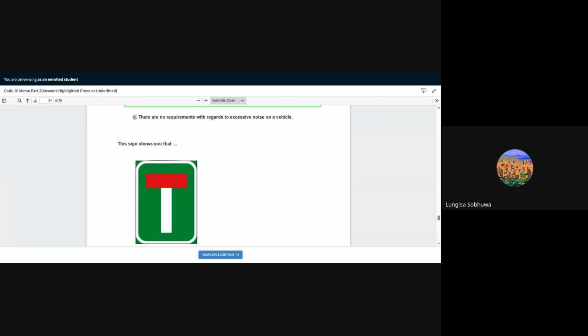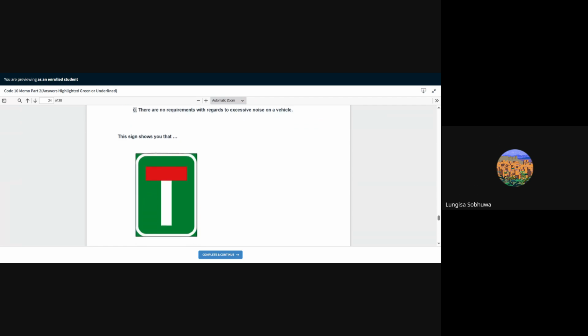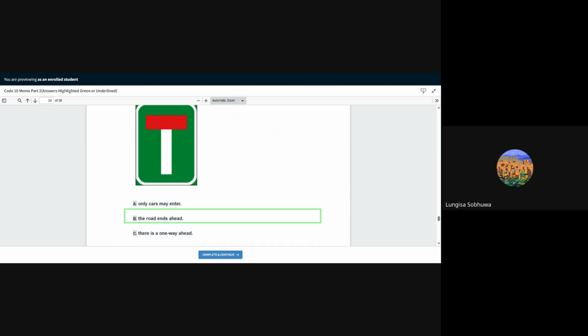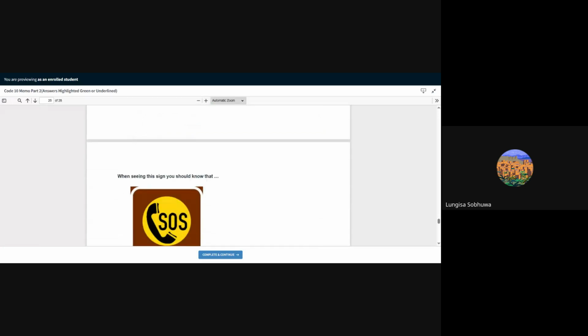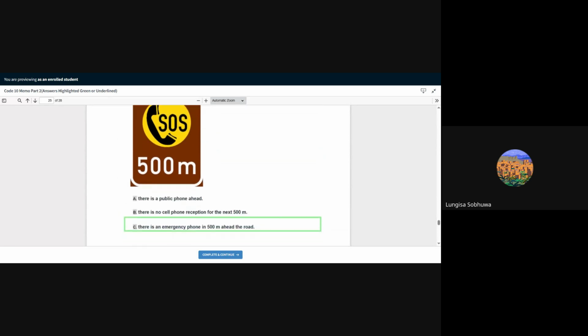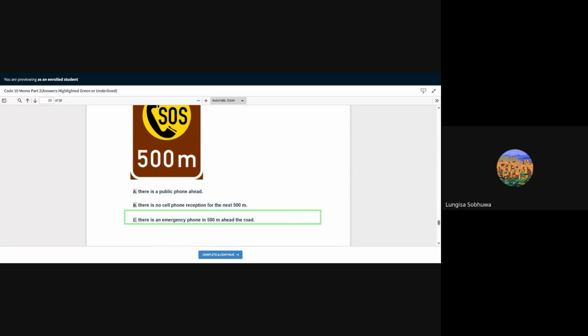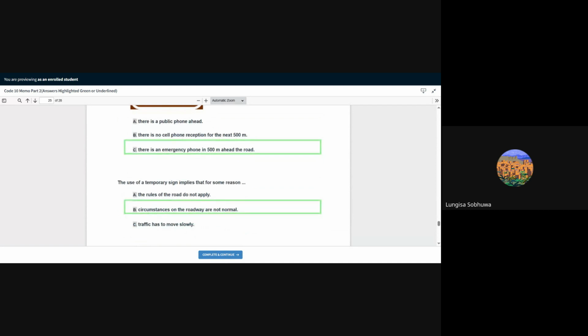Let's keep going. This sign shows you that the answer is B, the road ends ahead. Let's keep going. When you see this sign, you should know that the answer there is C. There is an emergency phone 500 meters ahead. And the use of this temporary sign implies that for some reason, B, the circumstances of the roadway are not normal.